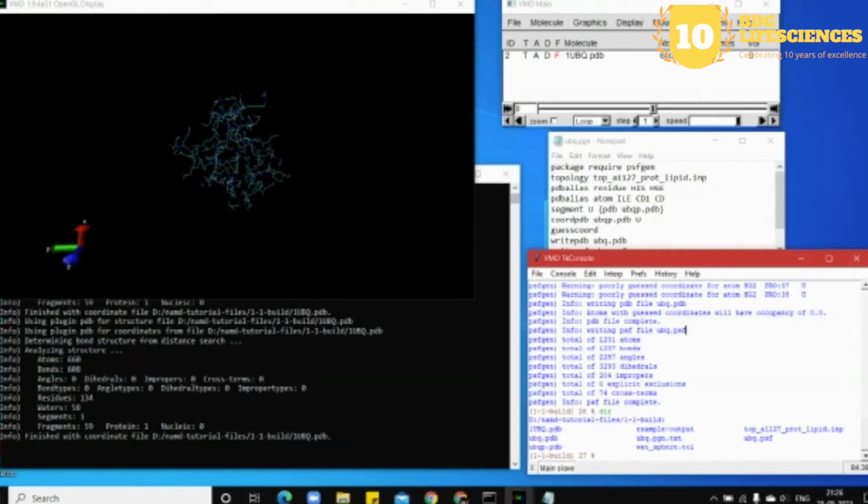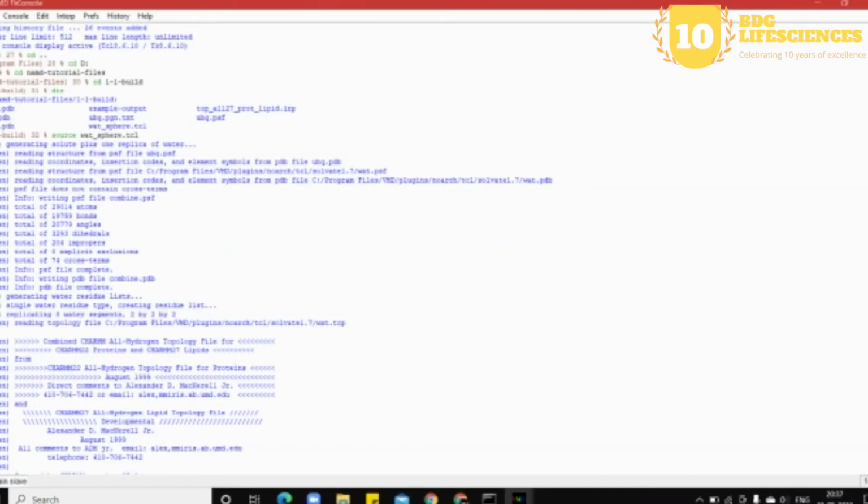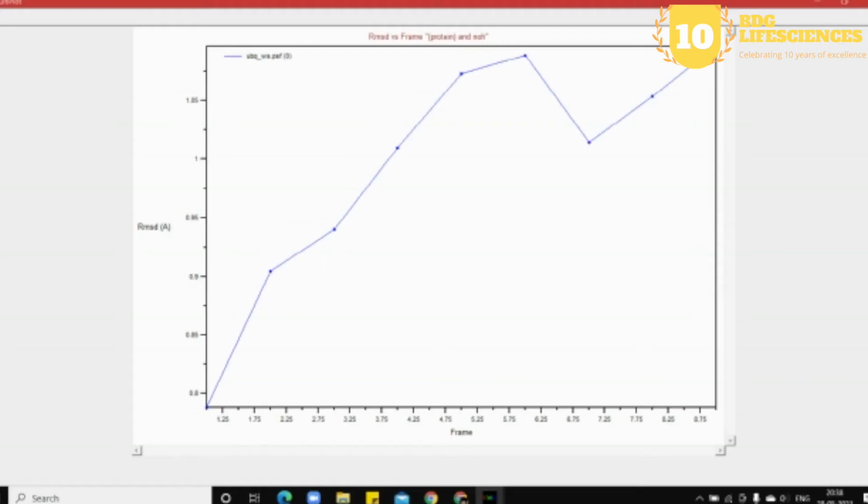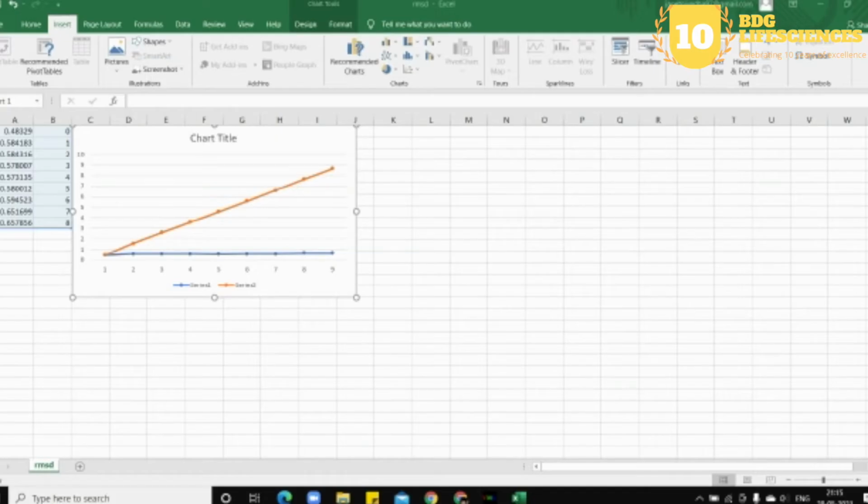These are the MD simulations using VMD and NAMD. We also prepared input and output files for analysis and obtained various plots analyzing the kinetic energy, the potential energy, the temperature, RMSD, etc. And we also analyzed the results in Excel.